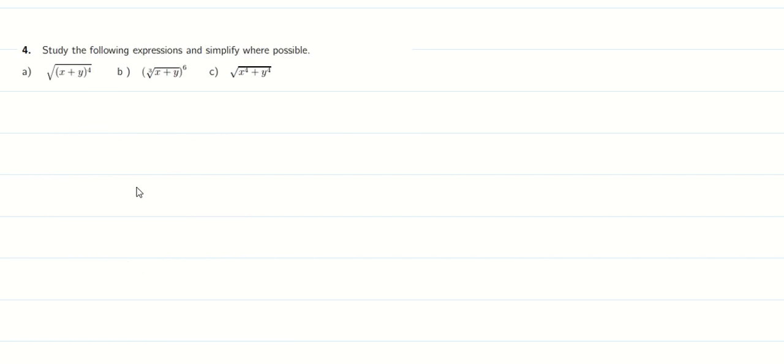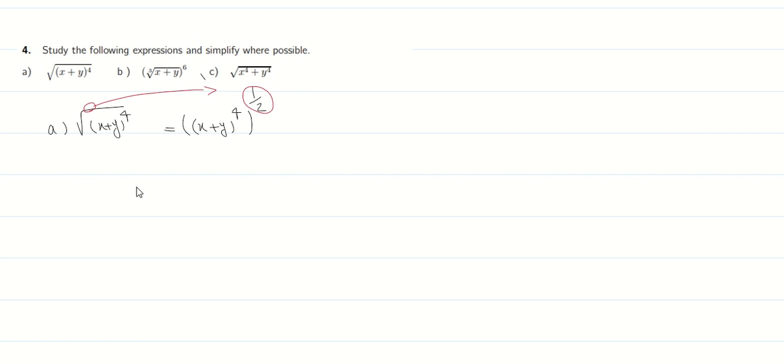Okay, now let's simplify more expressions. Let's look at question A in here. We have the square root of (x plus y) to the power of 4. So we can write this as (x plus y to the power of 4), all to the power of 1/2. So basically I changed the square root in here to exponent form.